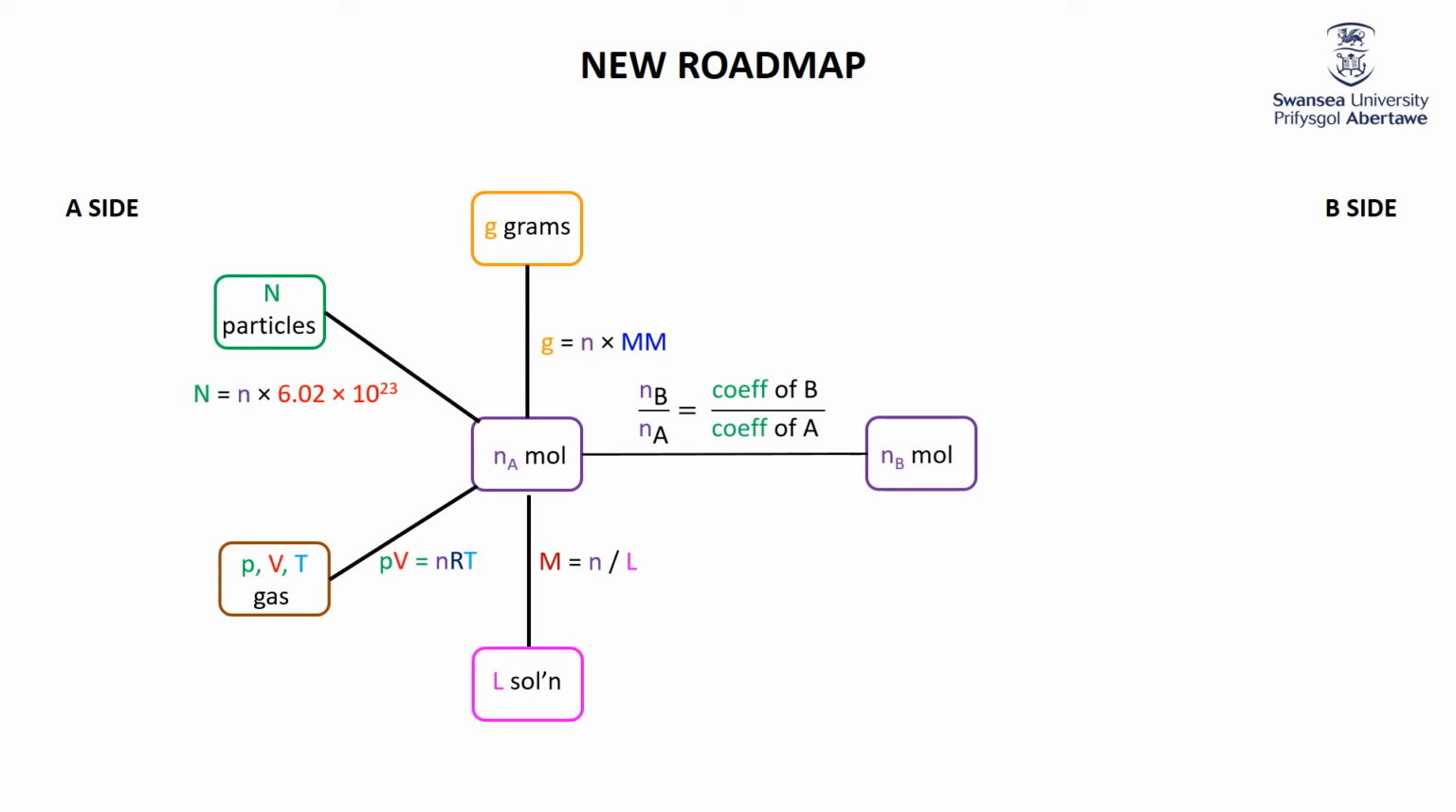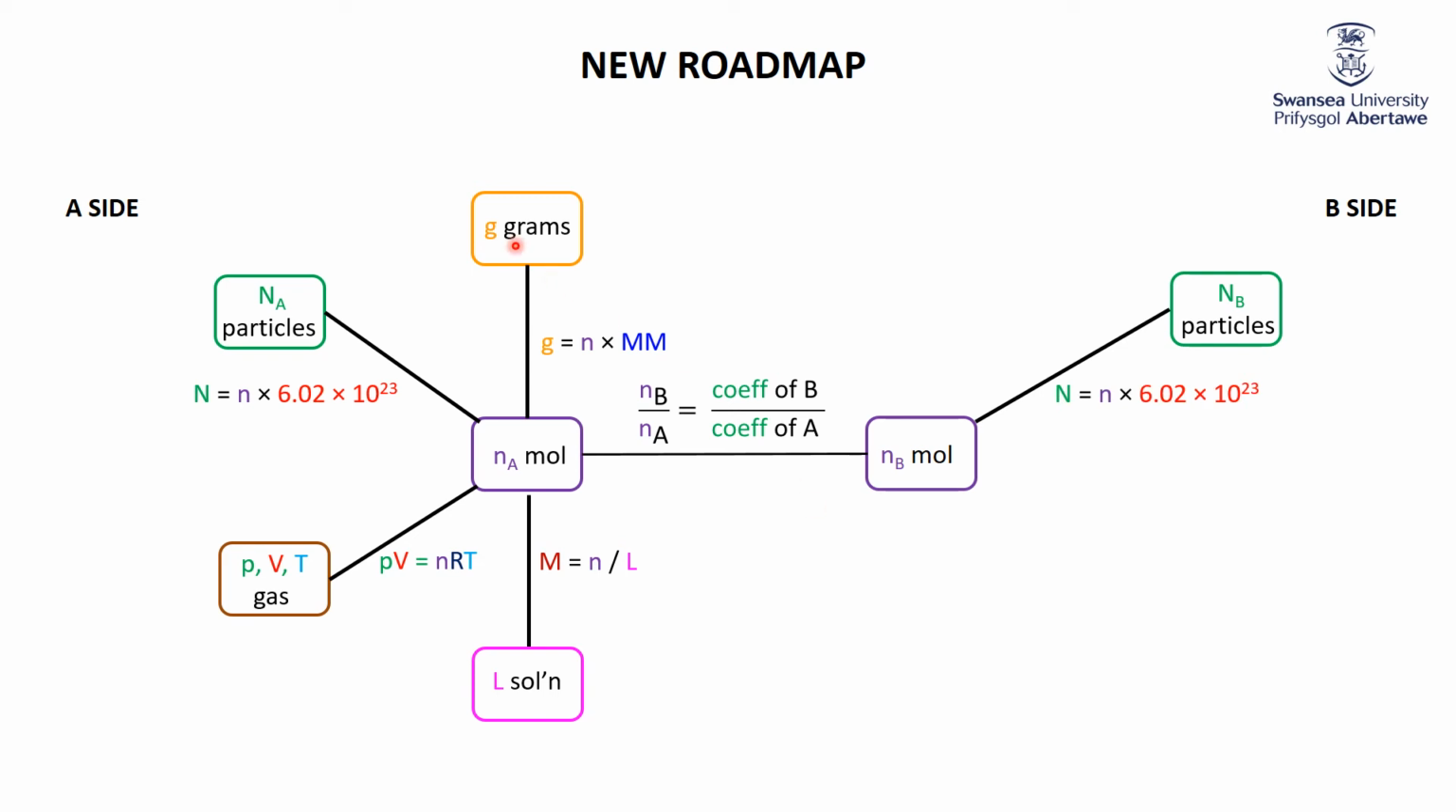And that enables us now to relate not just grams, particles, pressure, volume, temperature, and litres of solution of substance A, but every box that we got on the A side will have a corresponding box on the B side. What I mean by that is that this box here is not just number of particles, but it's the number of particles of A because it relates to the moles of substance A. And so there'll be a corresponding box on the B side that relates the moles of substance B to the number of particles of substance B.